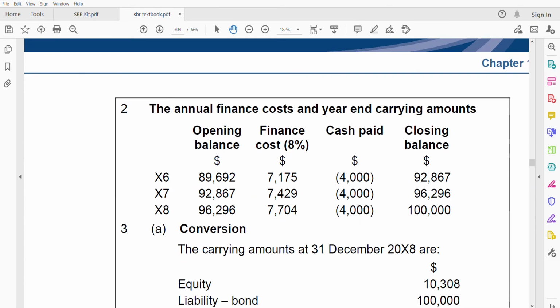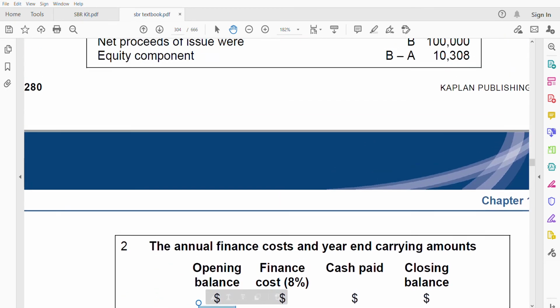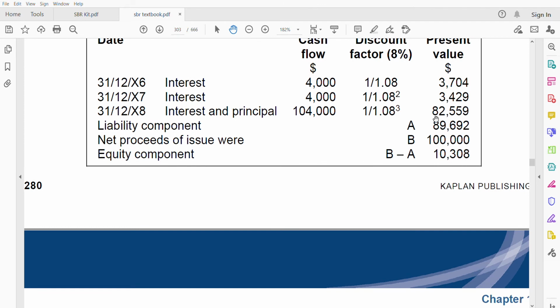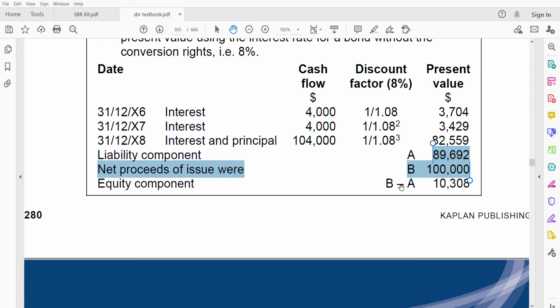Now we are going to go to the finance cost and carrying amount. This is known as amortized cost. We are valuing the liability using amortized cost. So you start with this 89,692, the balance only for A that you have got. You start with that. So don't stop at this table. Once you use this table to split the component, remember to value it.